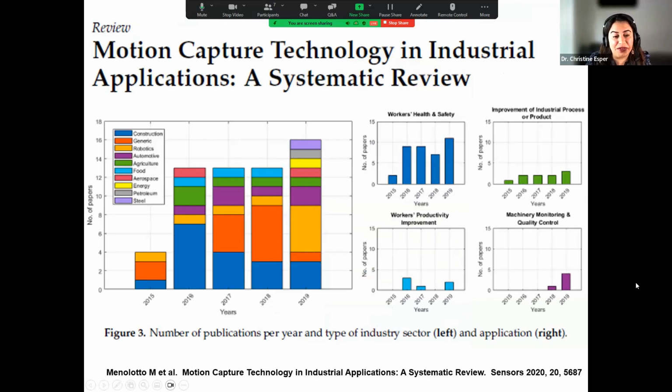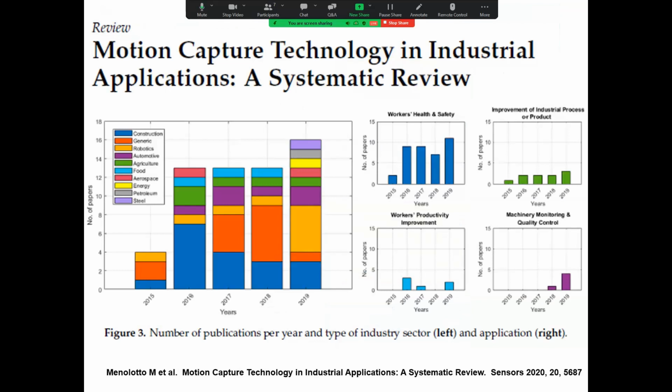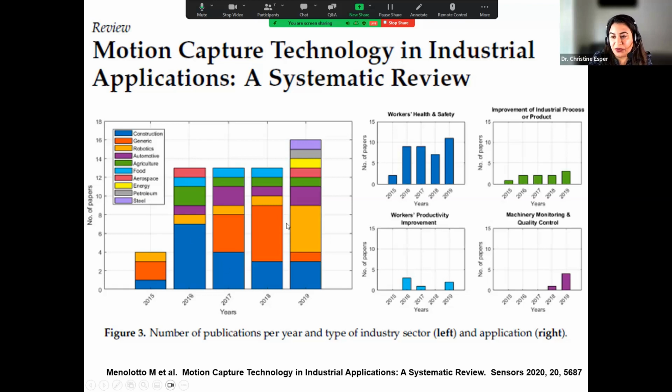Motion capture is also often used in engineering. This is a systematic review of some applications for industrial engineering, and these are just some examples of what was presented in this review. It screened about 1,700 articles. Ultimately, 60 studies were selected for this analysis. And as you can see, motion capture has grown significantly over the years.